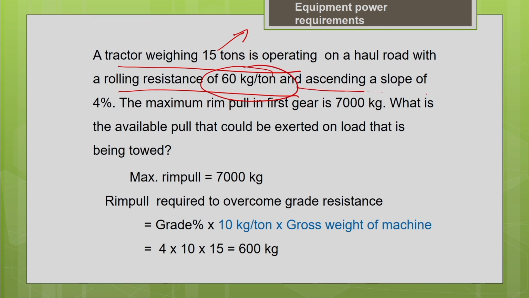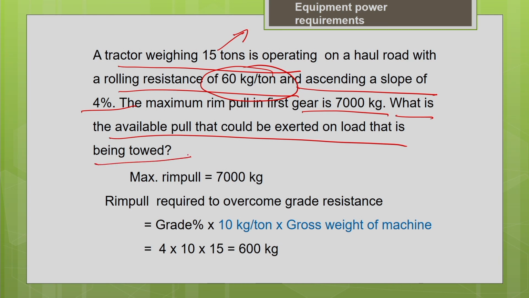This machine is climbing a slope of 4%. The gradient is given. The maximum rim pull in the first gear is 7000 kg, given by the manufacturer. That is the maximum rim pull possible for this machine in the first gear. Now, you are supposed to calculate the available pull that could be exerted on the load being towed. That is what we are interested in.